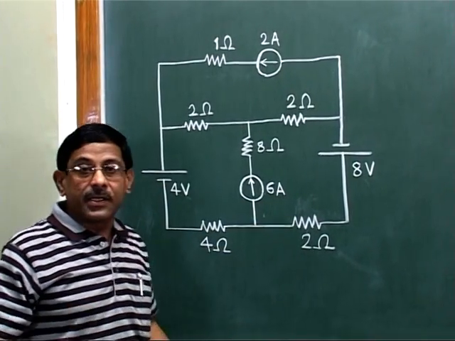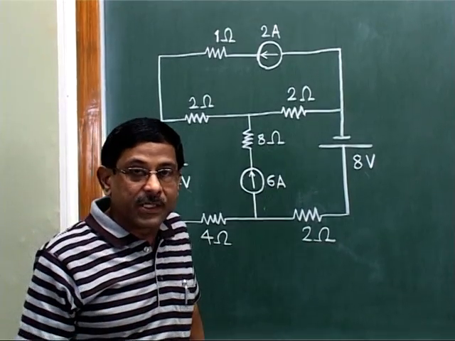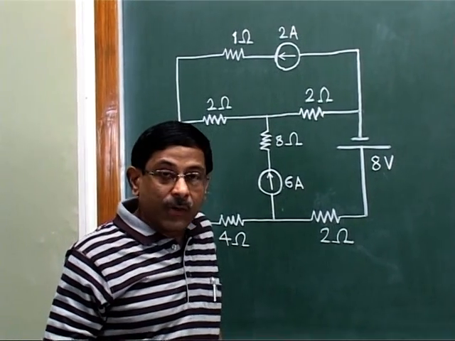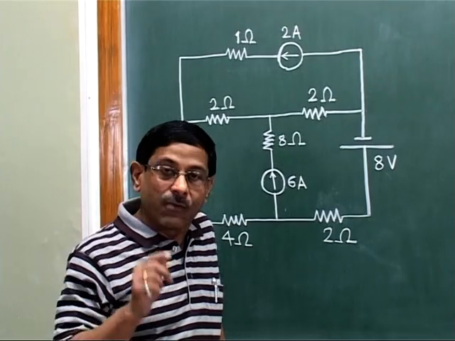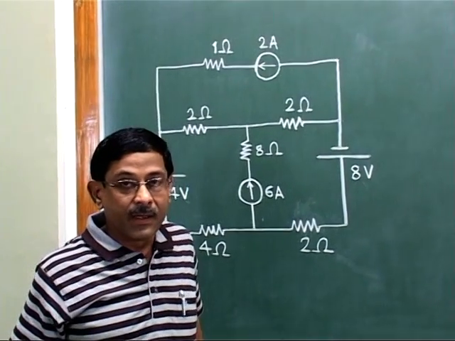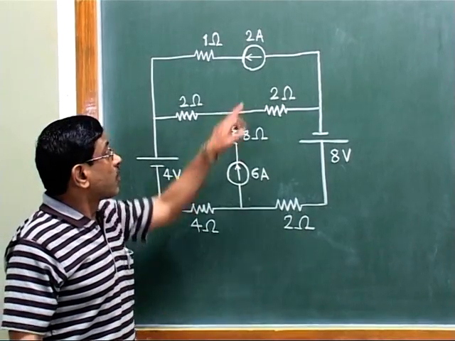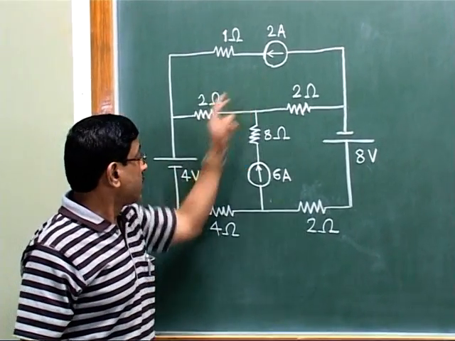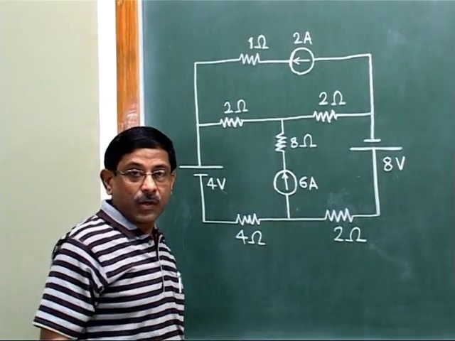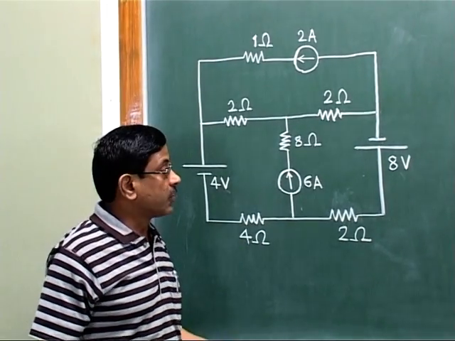Now, while we apply the superposition theorem, we know that we have to consider any one source acting at a time. That means we have to repeat the procedure 4 times because we have 4 sources: 1, 2, 3 and 4. So let us start with the solution.